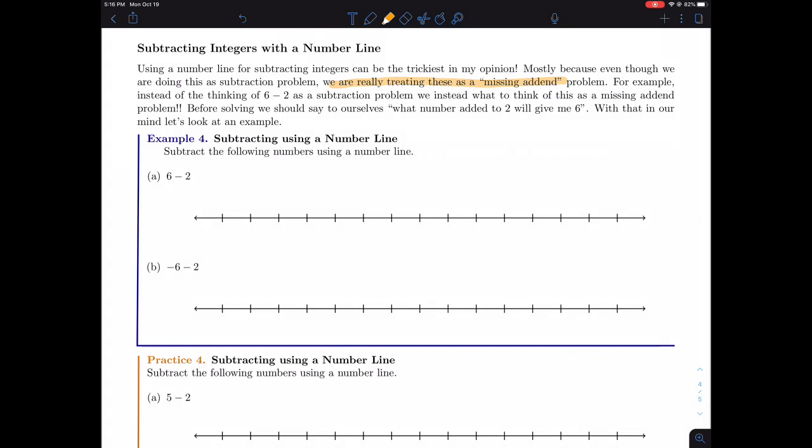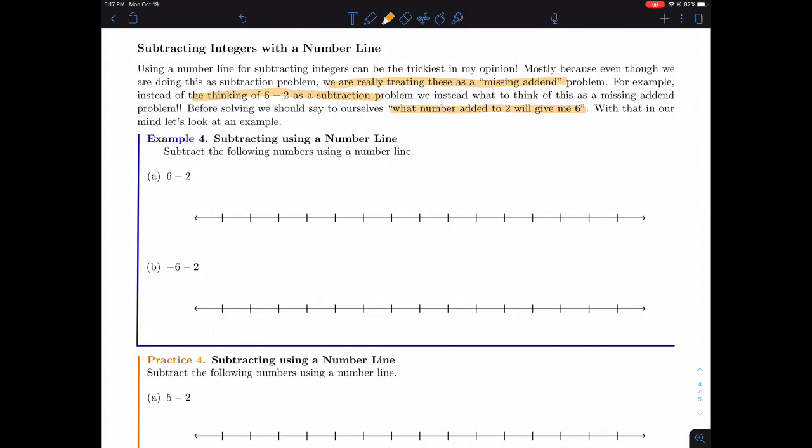So the way we want to think of this, so if they gave me 6 minus 2, instead of thinking of it as 6 minus 2, what if instead I try to say, well, what number added to 2 will give me 6? And the reason this is going to make more sense is because remember when we're talking about subtraction, in reality the two arrows should actually meet and the tails are going to be the answers in this case, as opposed to where an arrow tip meets the tail for an addition. For subtraction, the two arrowheads are supposed to actually be at the same spot.